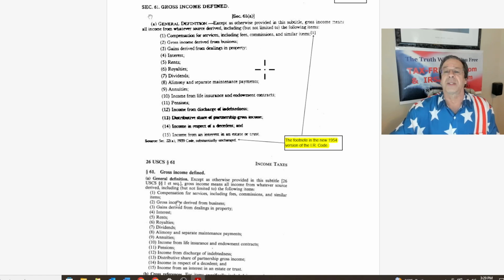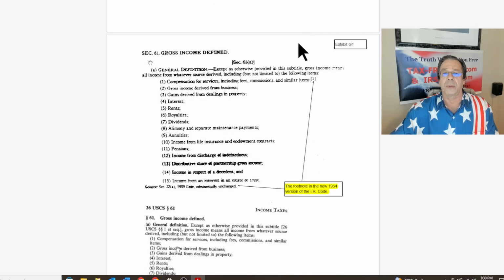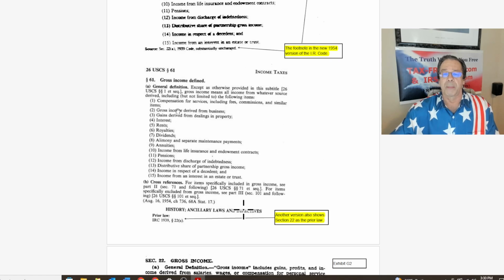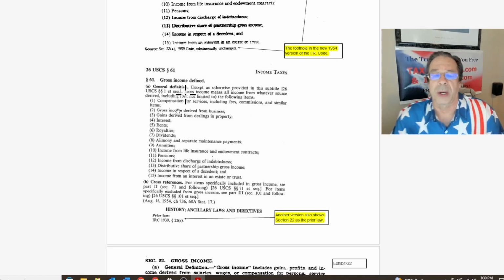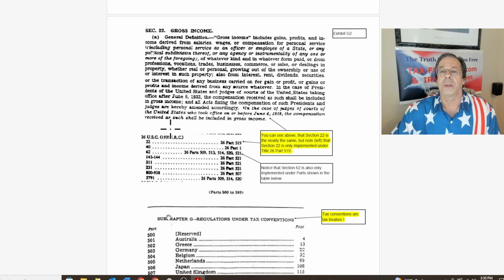Now, I Xeroxed this at the law library. It's not a very good image, but look, here's another image of Section 61 from another law book, and this one actually does cite the source of Section 61 as being Section 22A in 1939. So you got two different law books telling you the source of 61 in the 54 code is Section 22A. So let's go look at Section 22A.